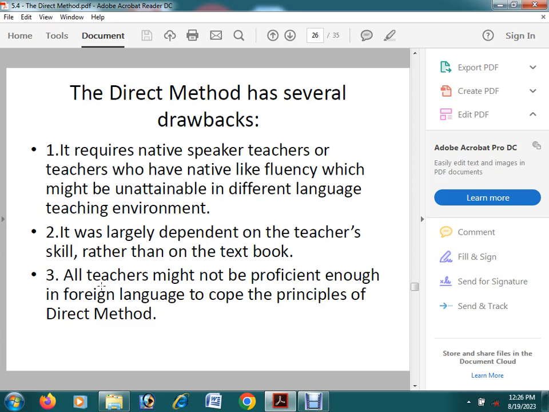It was largely dependent on the teacher's skill rather than on the textbook. All teachers might not be proficient enough in foreign language to copy the principles of direct method. বাংলাদেশে যদি ইংরেজির টিচার ধরি, ইংরেজি পড়াই, 100টা ইউনিভার্সিটি আছে প্রাইভেট এবং পাবলিক মিলায়। আমাদের ডিপার্টমেন্টে 22 জন শিক্ষক ইংরেজির। তো এরকম যদি অ্যাভারেজে যদি 10 জন করে টিচার ধরি প্রত্যেক ডিপার্টমেন্টে, তার মানে 100 গুণন কত 10 কত 1000 ইংরেজির শিক্ষক আছেন প্রাইভেট এবং সরকারি বিশ্ববিদ্যালয় মিলায়ে। So it is not always okay that everybody will have the native like fluency. সবার সেরকম এটা থাকে না। So it's one of the drawbacks of the direct method that they require. Direct method requires native like teachers, native speaker teachers.